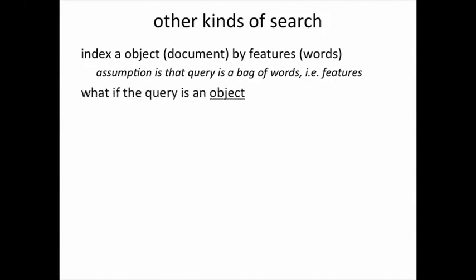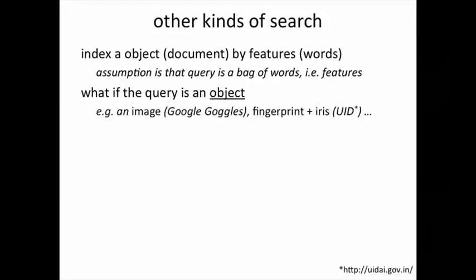But suppose our query is itself an object. For example, an image, such as in Google Goggles or Google Image Search, or a biometric, such as a fingerprint and iris scan in the example of the Unique Identification Project of the Government of India. For those of you not familiar with this ambitious and equally controversial project, it aims to equip every resident of India with a unique biometric ID. We'll return to this in a minute.